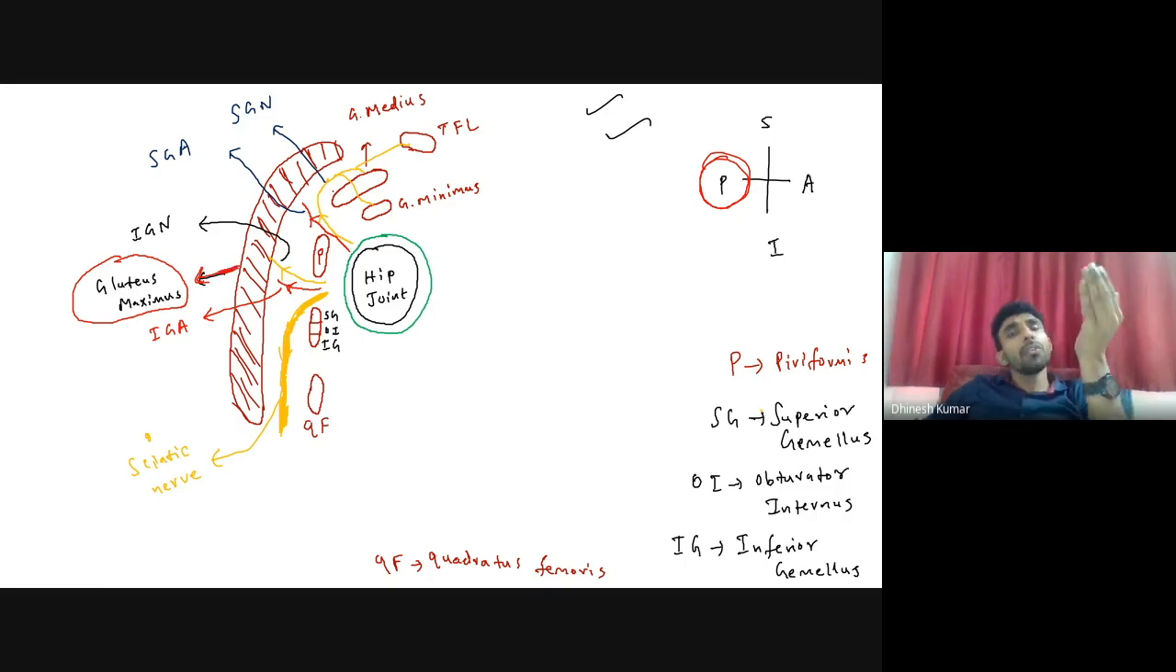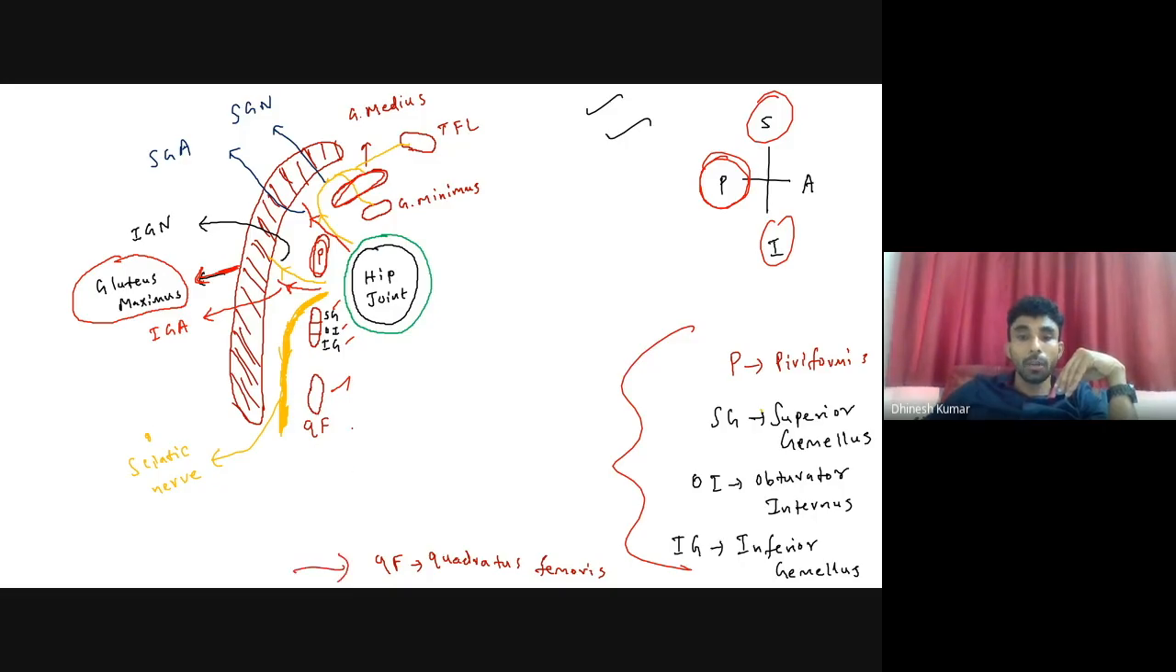Just deep to the gluteus maximus, from above downwards, do you see the gluteus medius? Then below it, piriformis, below that the three small muscles, superior gemellus, obturator internus, inferior gemellus. Even below that we have quadratus femoris. And deep to the gluteus medius, we have one more small muscle called gluteus minimus.